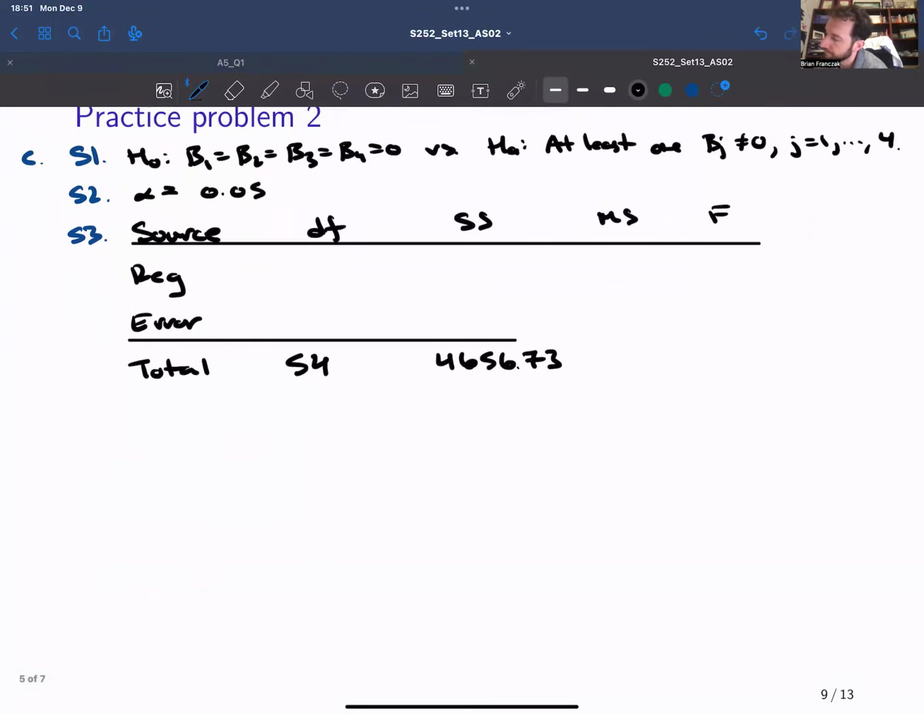Okay, now we can also work out from this the mean squared total. We're going to need this to find the other values in the table. So the mean squared total, which is the sum of squared total divided by the degree of freedom total. So that is 4,656.73 over 54, which is 86.23574. So that's this value here.